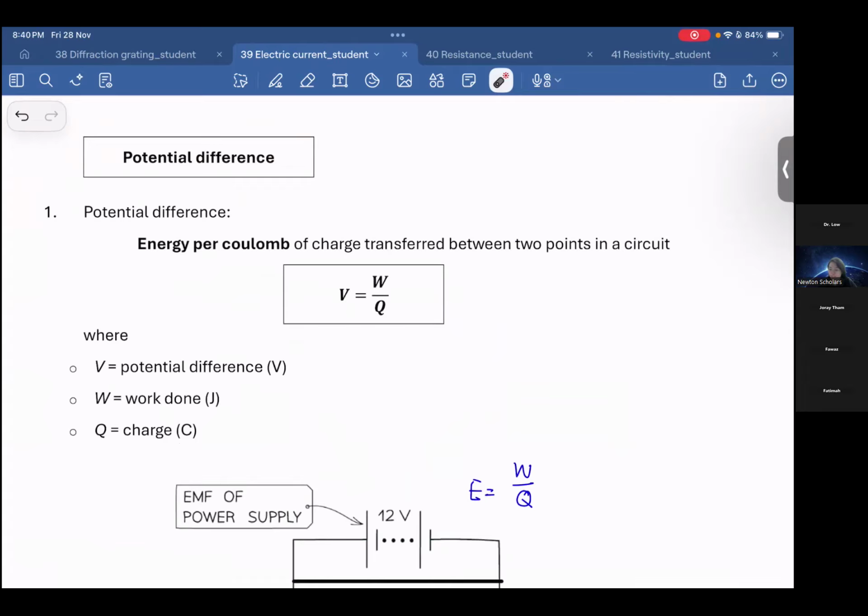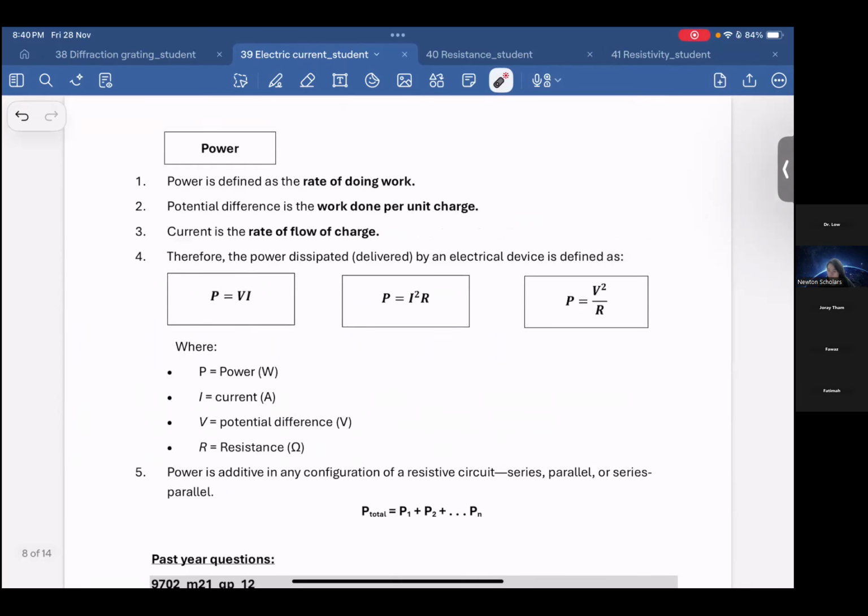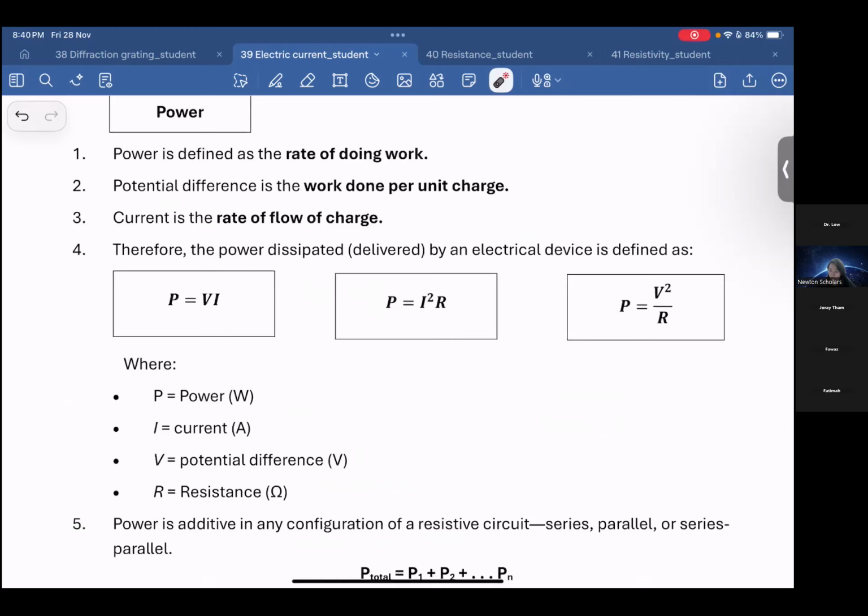But for EMF, it is the work done in driving one coulomb of charge across the circuit, to complete the whole circuit. That is the difference. Here, power is defined as the rate of doing work. Rate in physics means per unit time. So that means work done per unit time, or energy per unit time.